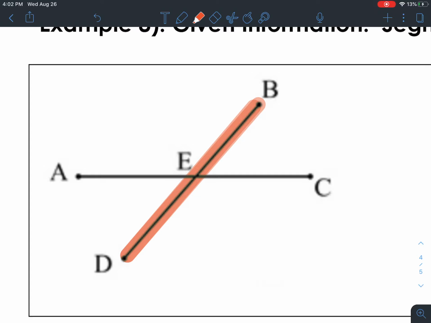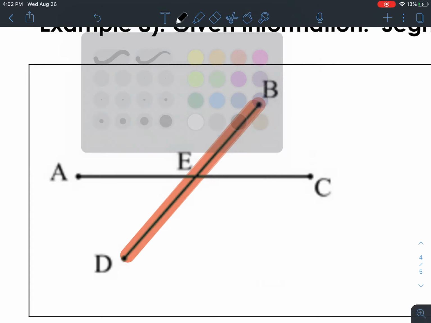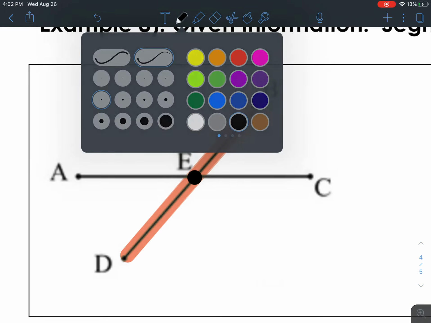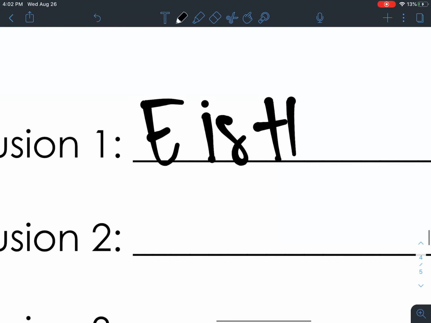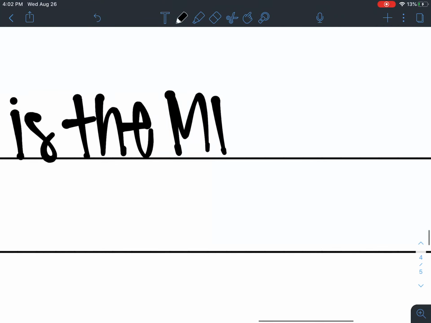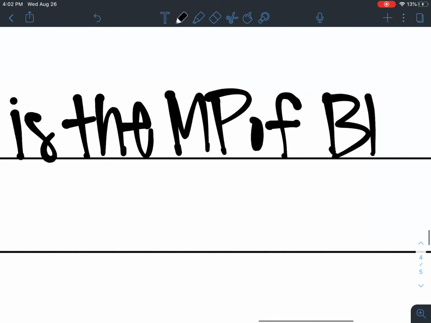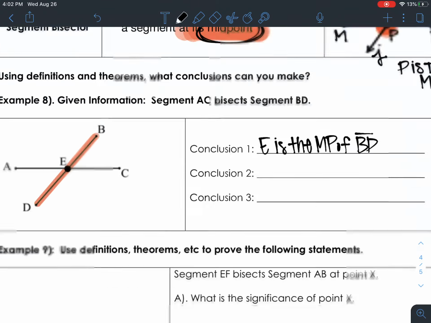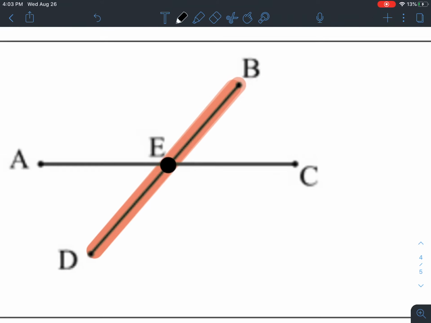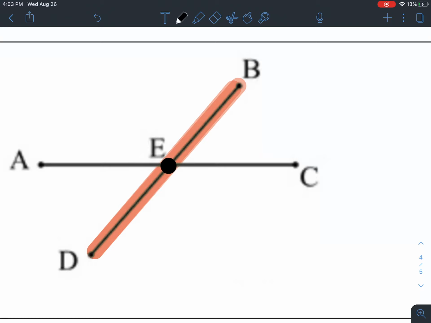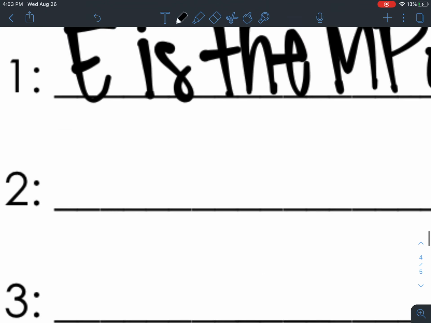So if I know AC bisects BD and I know a bisector intersects at the midpoint, my first conclusion has to be that point E is the midpoint. So E is the midpoint, and I want to be more specific: of BD. So my first conclusion is based off of that definition, all right? That's why I tell you guys to know your vocab, all right? That E is the midpoint of BD. Now, if I know that E is the midpoint of BD, what does that mean? Well, using the midpoint theorem, I can state now that ED is congruent to EB.